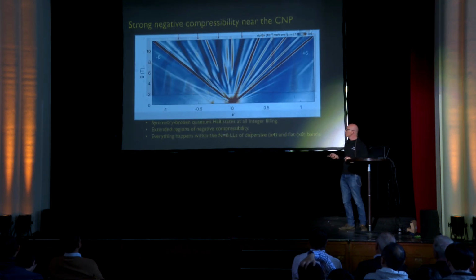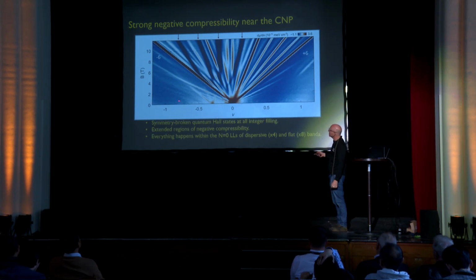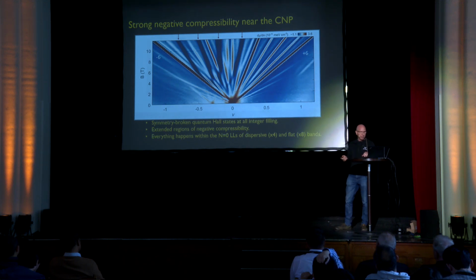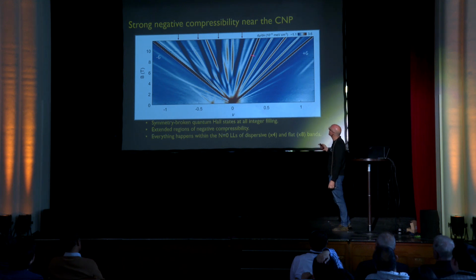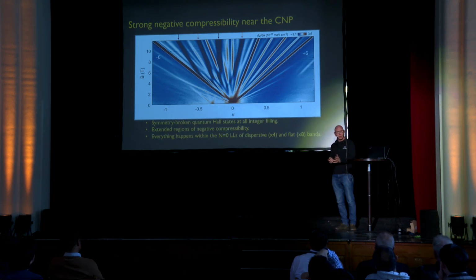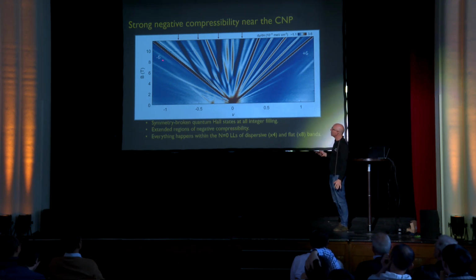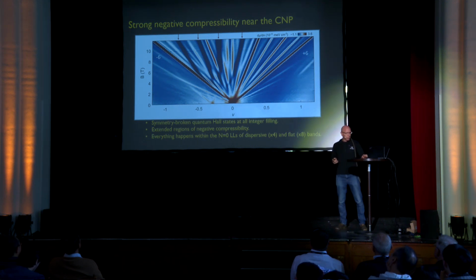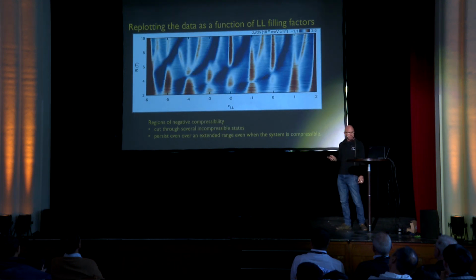So one thing we can do, instead of plotting this plot in units of density and magnetic field, we can convert density to filling fraction. And note here that the filling fraction goes from -6 to 6 because the Dirac sector has a degeneracy of 4 and the flat band sector has a degeneracy of 8, so a total of 12 states going from -6 to +6. The action really happens between -6 and +2, so we'll focus only on that sector.